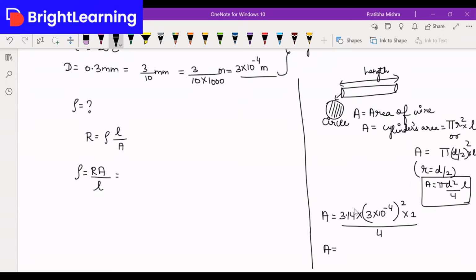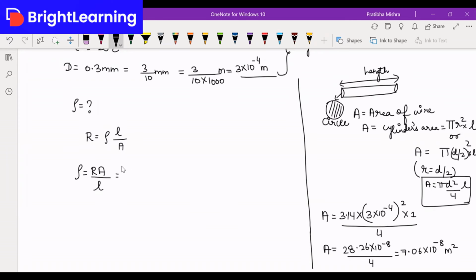So what is 3.14 into 3 square? 3 into 3 is 9, you know? So it's 28.26 into 10 to the power minus 4 into 2, which is minus 8. Why? Because of the law of exponents, right? Now 28.26 divided by 4 will be somewhere 7.06 into 10 to the power minus 8. This is just your area. Now it's correct.